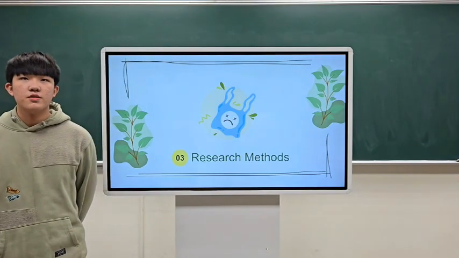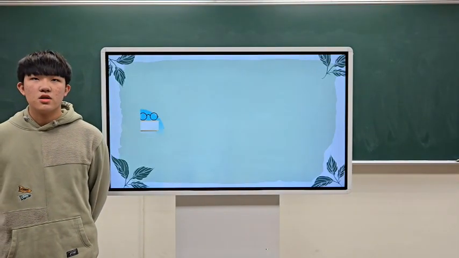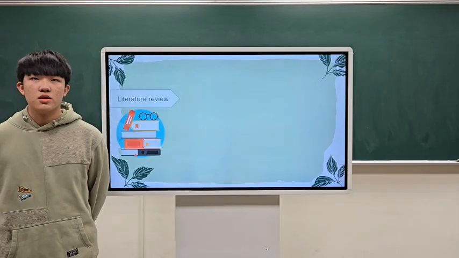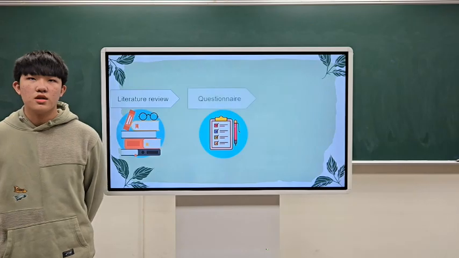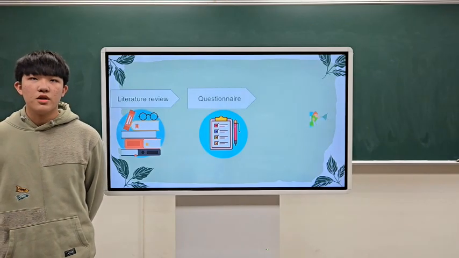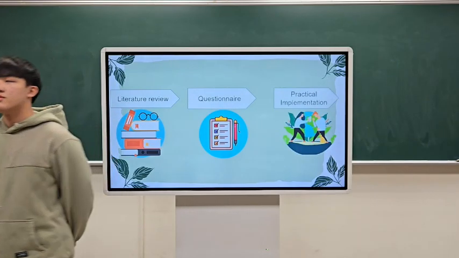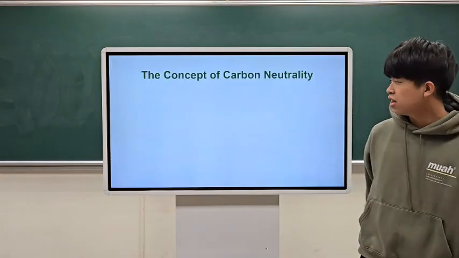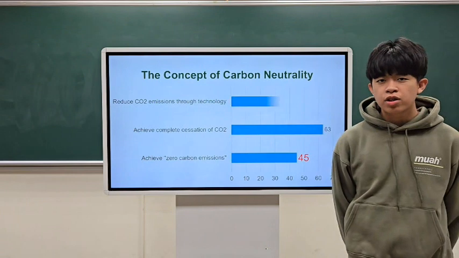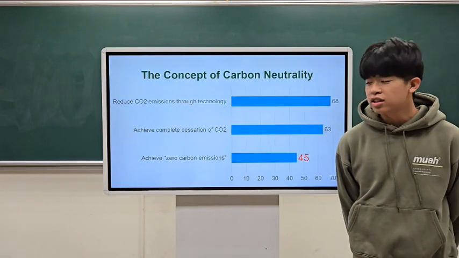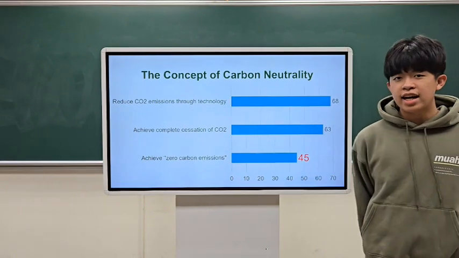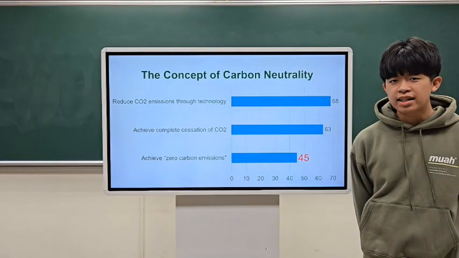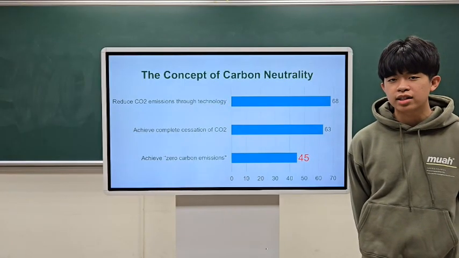Let's go through our research methods. The research methods involve exploring the origin and development of carbon neutrality, followed by an evaluation of students' understanding of the issue. Then we implemented practical measures to green our school. Next, analysis and results. This bar graph shows three different understandings of carbon neutrality. The number 45 is highlighted in red in the chart to emphasize that only a few respondents truly understand the carbon neutrality.